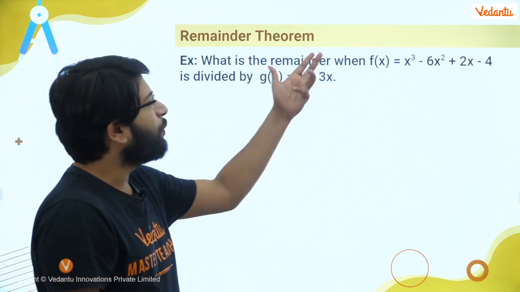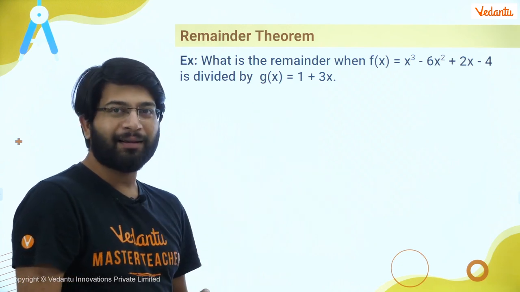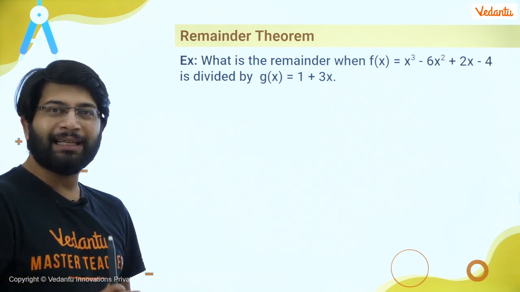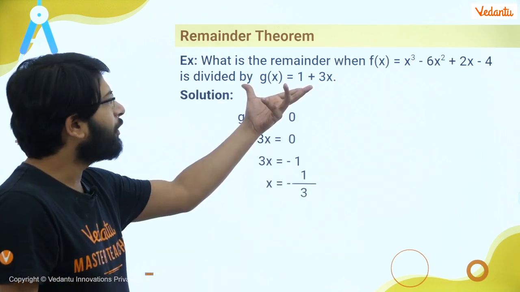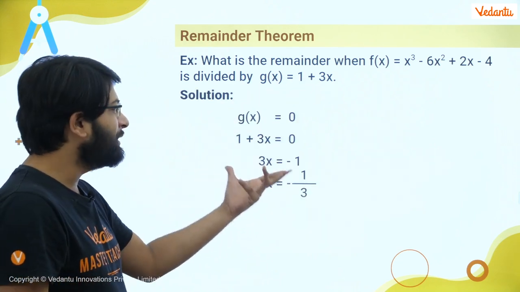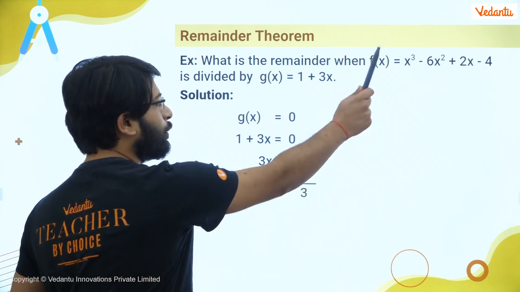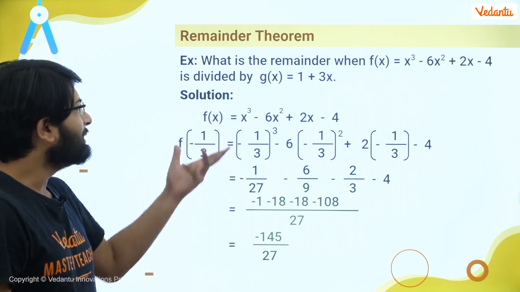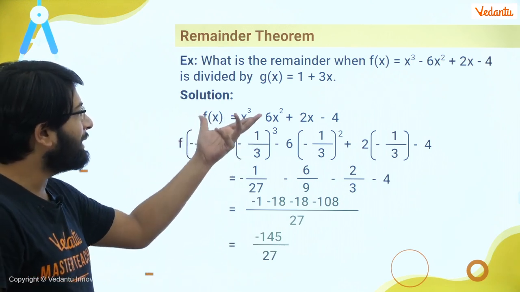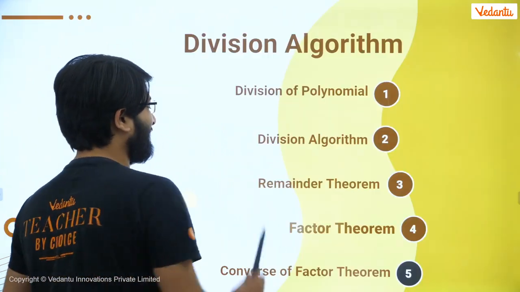What is the remainder when this cubic polynomial is divided by the linear polynomial? So again, the divisor is my linear polynomial. I can apply the remainder theorem. First of all, we have to find the zeros of g(x). After that, simply put x equal to minus 1 by 3 into f(x). That's it. Simply put x equal to minus 1 by 3 into f(x), and you will get the remainder value. Very easy. Excellent.